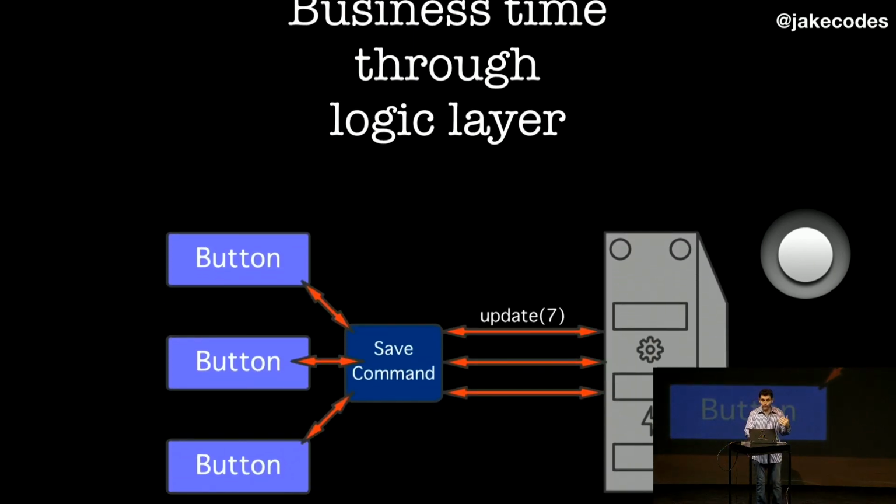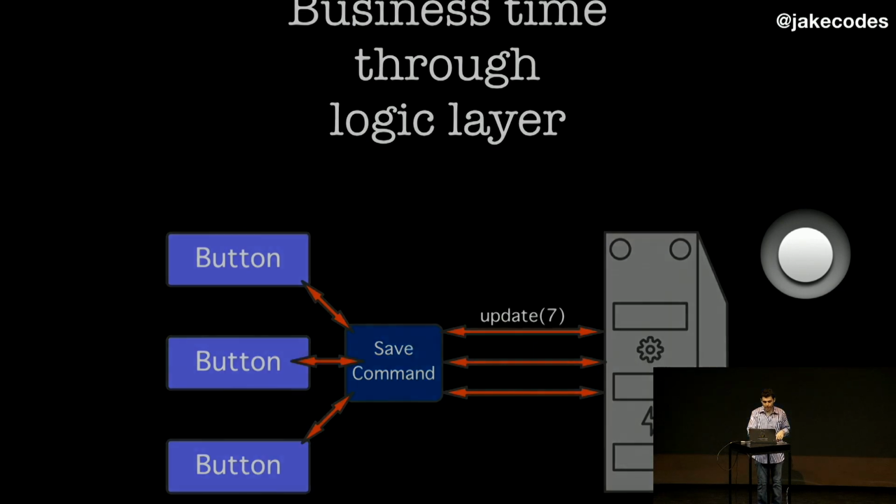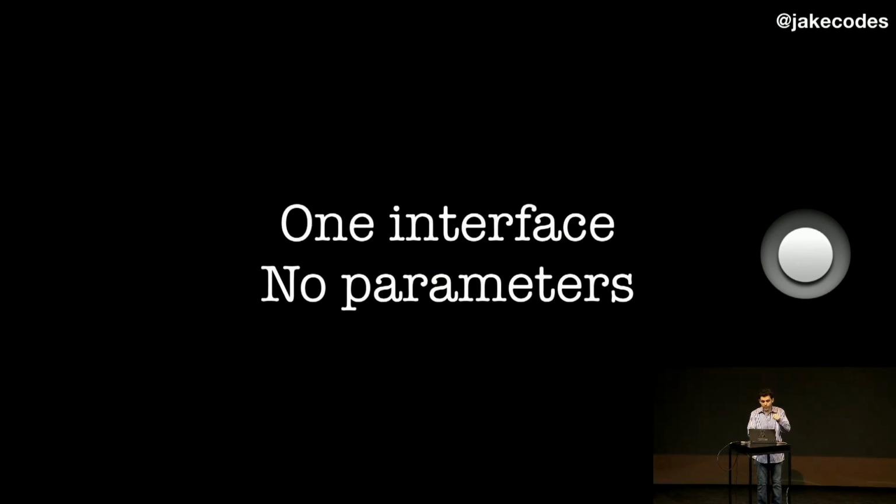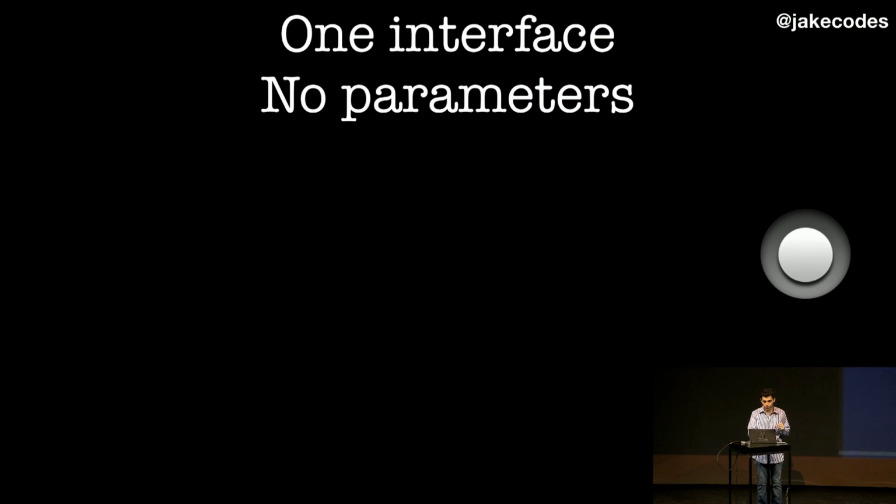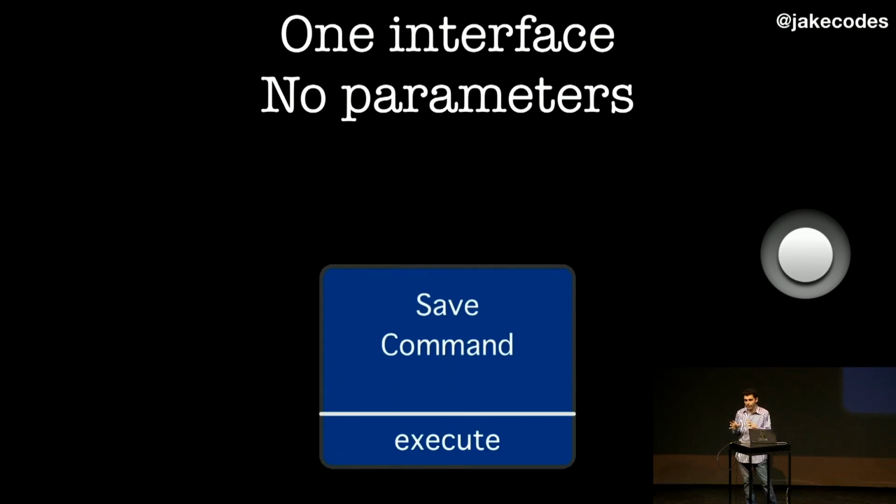You have your 3 buttons, and now we have our save command, because they all need to do saving. And so we can use one command for 3 buttons. And that save command is the thing that actually does the business logic. And you're saying, oh, well, it's still kind of tied to the save command and stuff like that. But wait, there's more. One interface, no parameters. So here's your save command. Anytime you create a command using the command design pattern, it has one method, and that is execute.